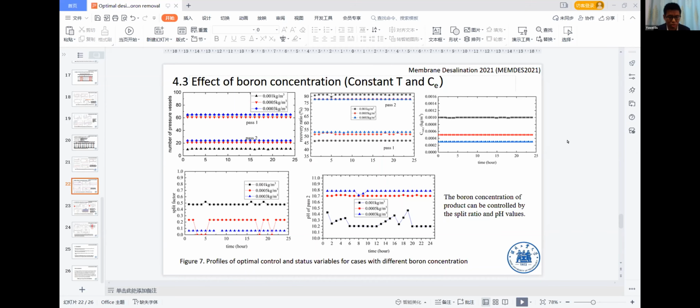Yeah, we set an upper bound for the salt concentration of the product in the model. So it's under the upper bound during the operation. So it's not a problem. Okay, that's very good. Thank you so much.